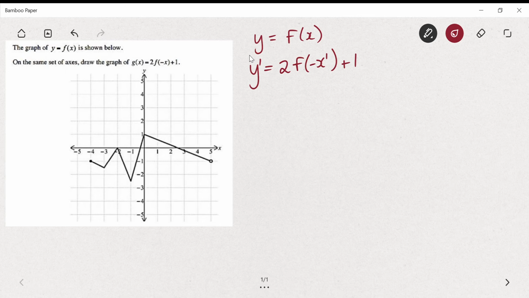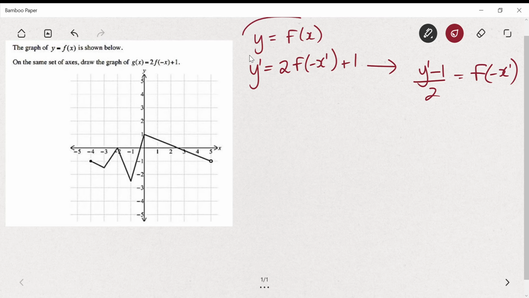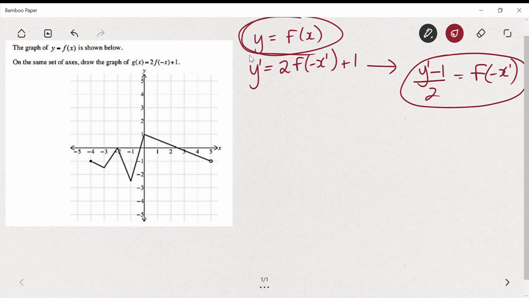It's the image point. All right, so I want to rearrange this second equation so it just has a plain old function on the right-hand side. So I need to get rid of that plus 1 and the 2. So I need to do a bit of rearranging here. So I'm going to say y prime minus 1 divided by 2 equals f of minus x prime. So now I have just a plain function on the right hand side of my original and a plain function on the right hand side of my transformed graph.